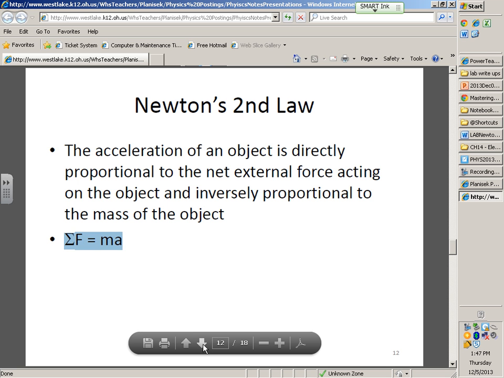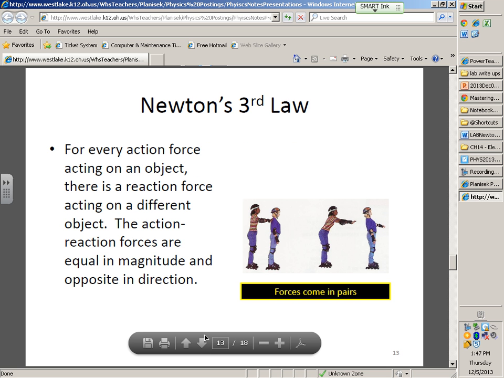We talked about Newton's third law, which we summarized with the phrase action-reaction. We said that forces can't exist in isolation. They have to be accompanied by something else. If I push on something, it pushes back on me just as hard, but in the opposite direction.